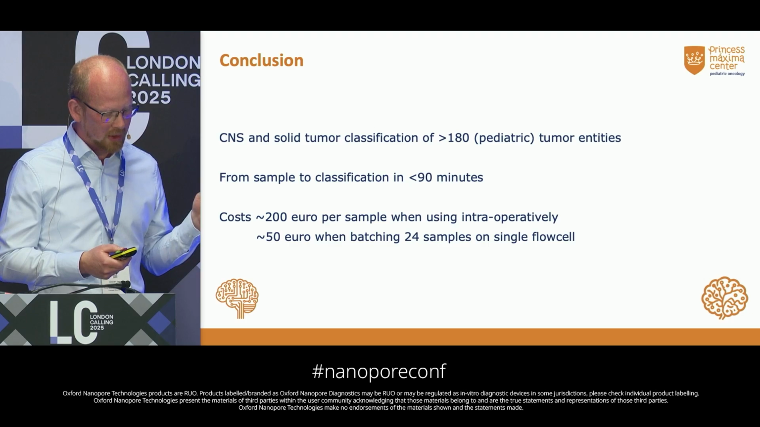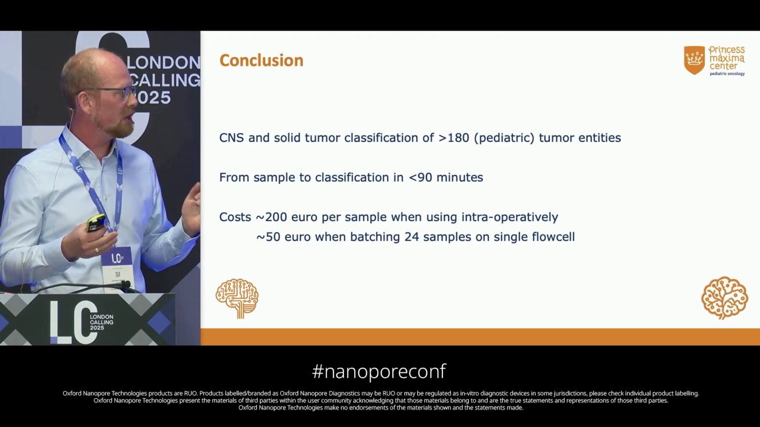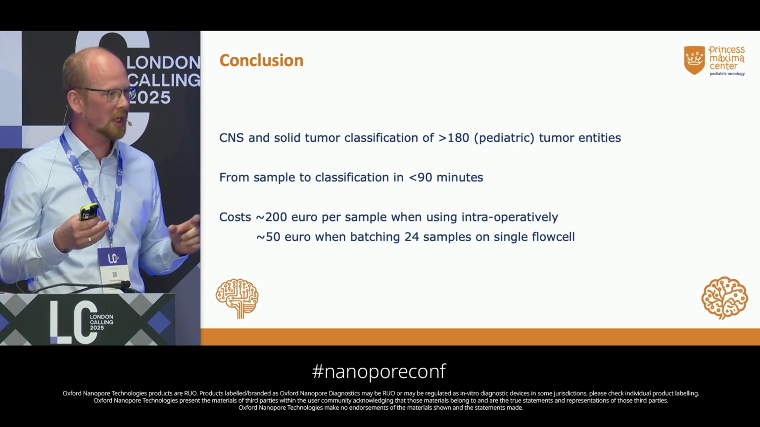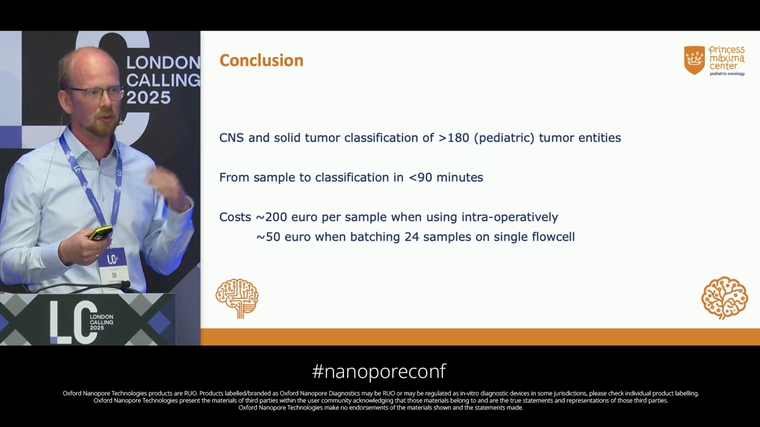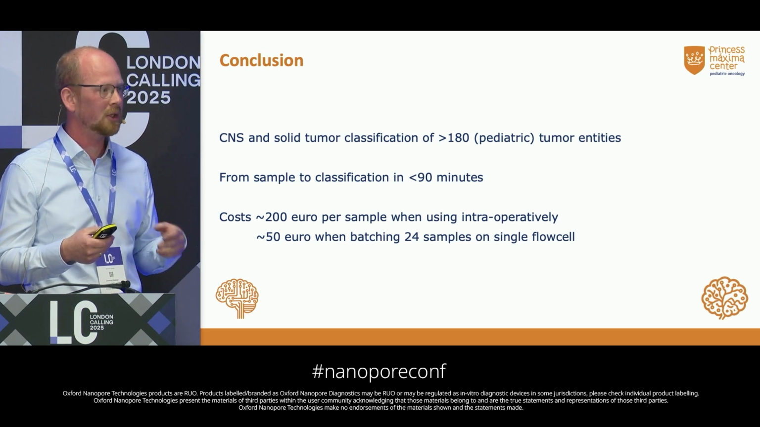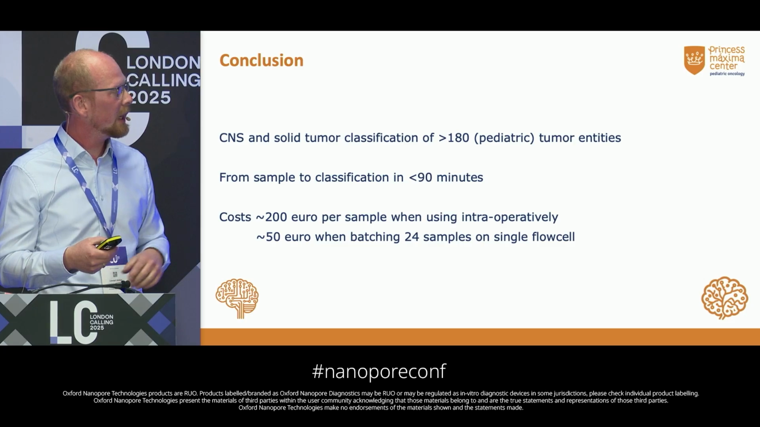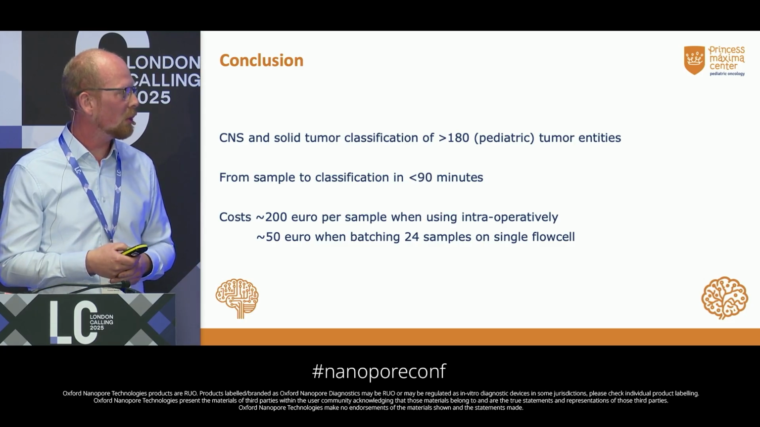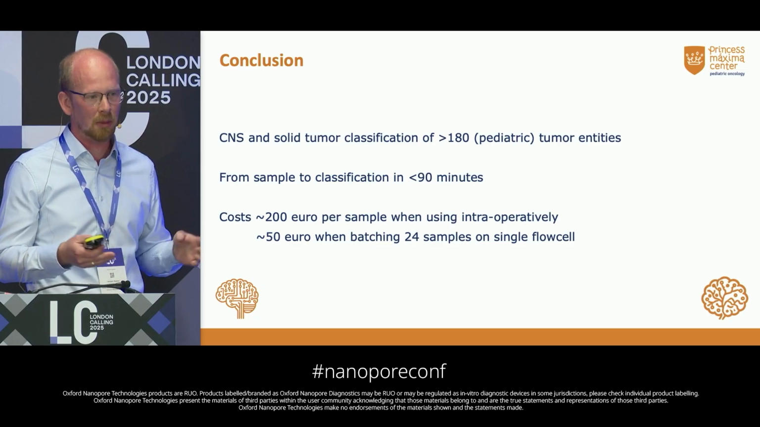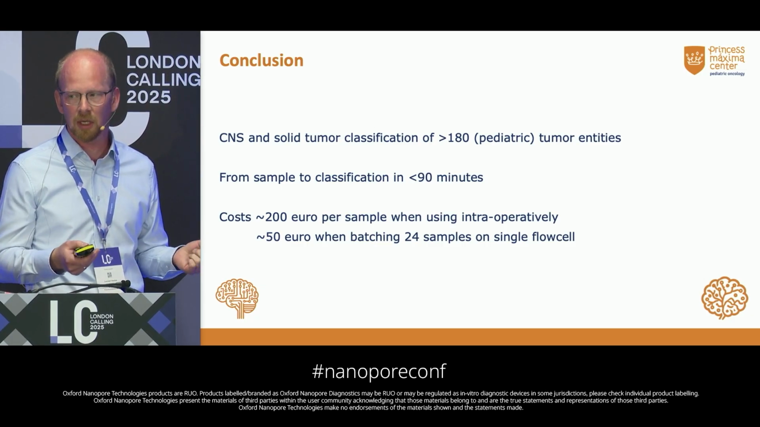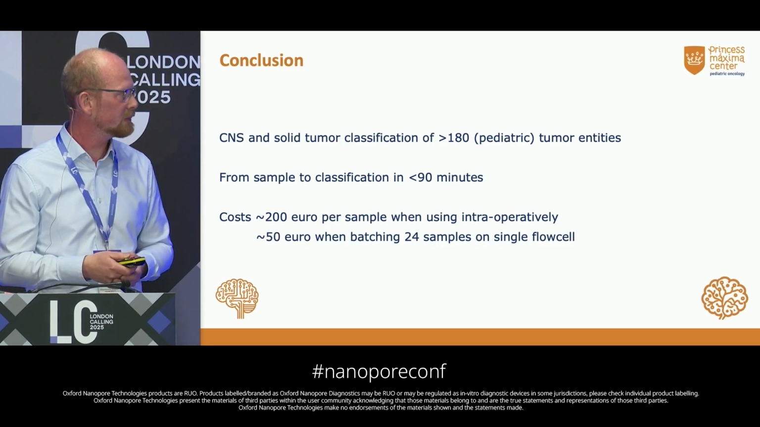One more thing that I want to say is that this is also very cost effective. When you do this in an intraoperative setting, costs are about 200 euros per sample because you only require such low coverage that you can reuse your flow cells for a couple of surgeries. You can just wash, store, use again a couple days later, wash, store, use again a couple days later. So then costs are about 200 euros per sample. And if you do this retrospectively on a Promethean, you can batch up to 24 samples on one flow cell and get enough data to do the classifications. So there it becomes even cheaper.